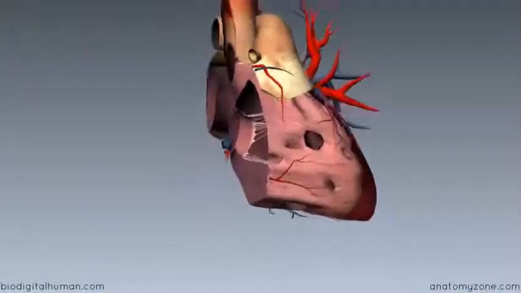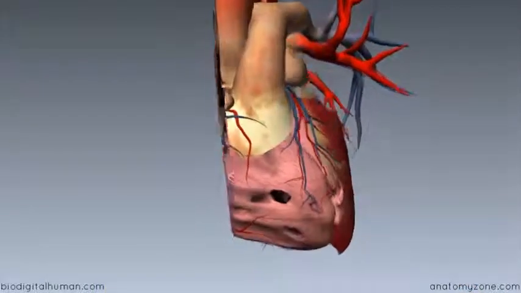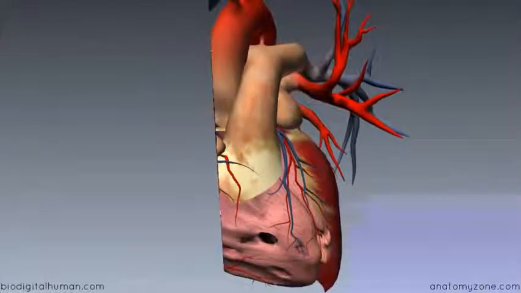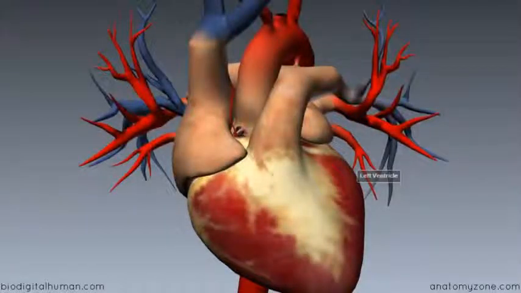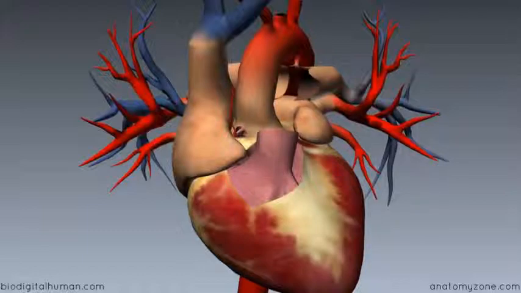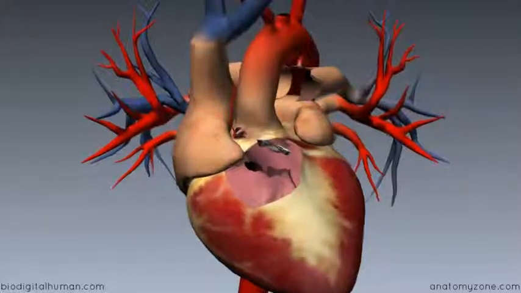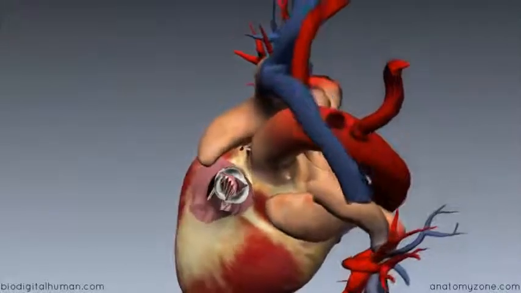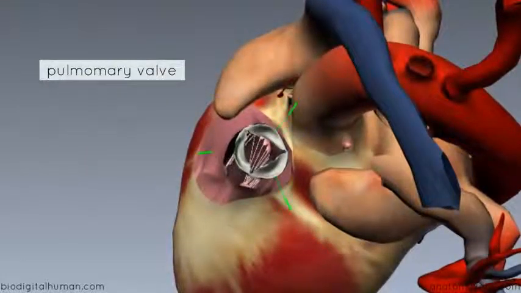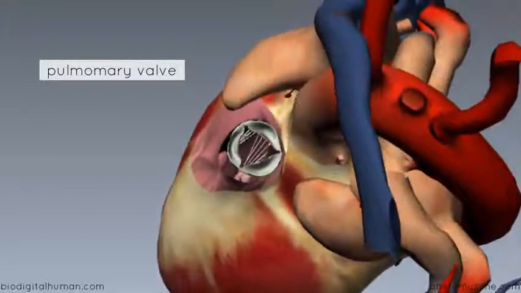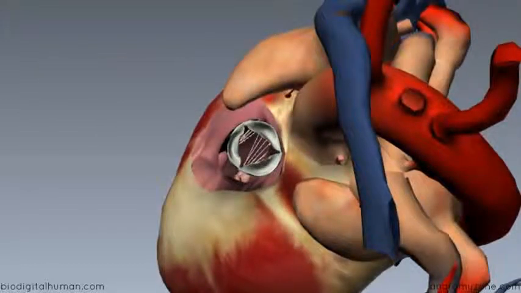So if I just rotate the model around, you can see the external surface of the heart, so you can see the pulmonary trunk dividing into its right and left branches. Just switching back to this model here, if I dissect away the outer layer of the pulmonary trunk, you can see a clearer view of this pulmonary valve. It's got three leaflets, three cusps, which make up this semilunar pulmonary valve.